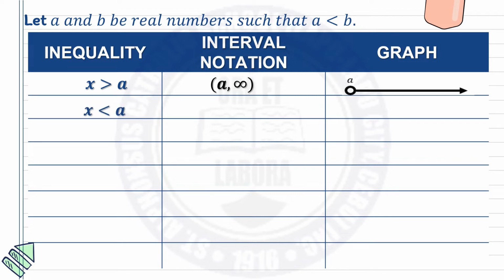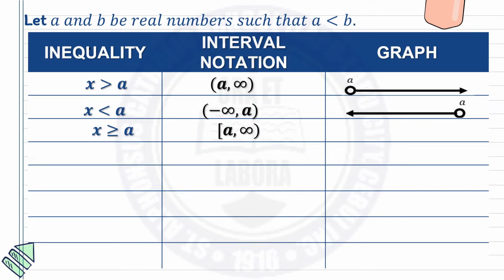For the inequality X is less than A, the interval notation is from negative infinity to A. And when you graph this, you will have a hollow dot on A and then going to the negative infinity. Next, X is greater than or equal to A.